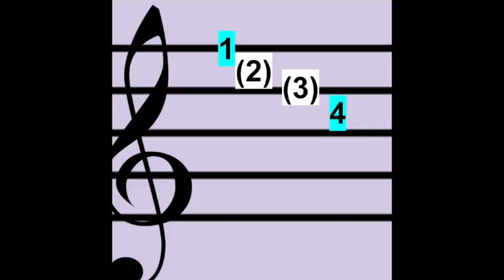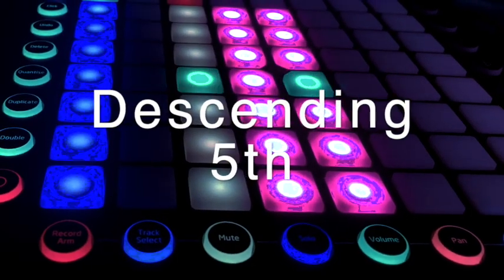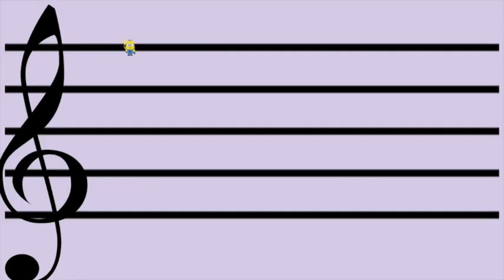Line 5 to space 3 skips 2 and 3, making a descending fourth. Line 5 is F, space 3 is C. A descending fifth can look like this. Line 5 to line 3, skipping 2, 3, and 4. Line 5 is still F, and line 3 is B.